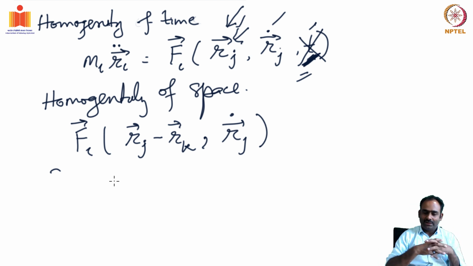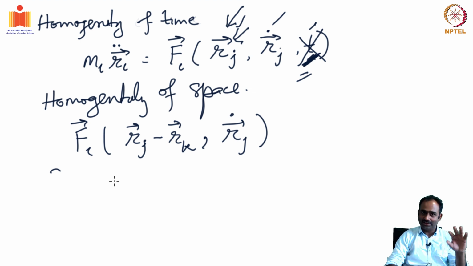There's something more we know about nature: if you are doing an experiment in one inertial frame, whatever that frame is, I will not go into details of how you find an inertial frame, that I believe you already know. If you are given an inertial frame and you take another frame which is moving with a constant velocity with respect to this frame, then both the frames are inertial.